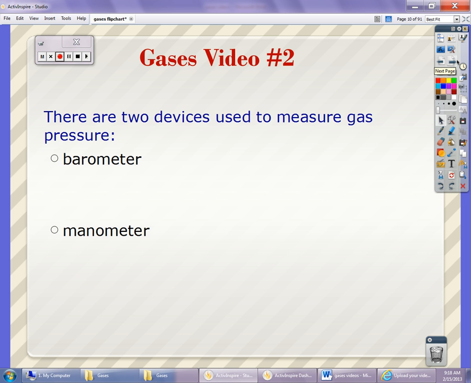There are 2 devices that you can use to measure the pressure of a gas. The first one is called a barometer, and it is used to measure atmospheric pressure. This is what you may have heard them talk about on the news when they're talking about the weather. And it is the pressure of all the gases total in the atmosphere combined. The next one is the manometer, and it is used to determine the pressure of an enclosed gas.